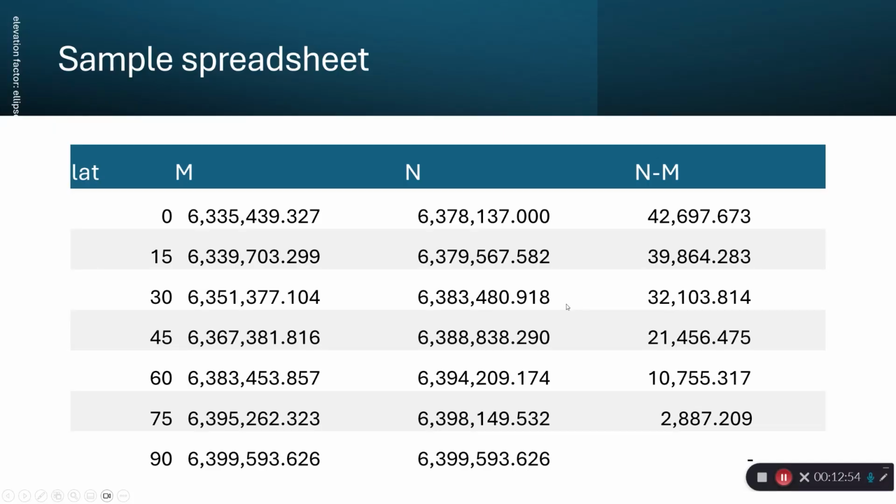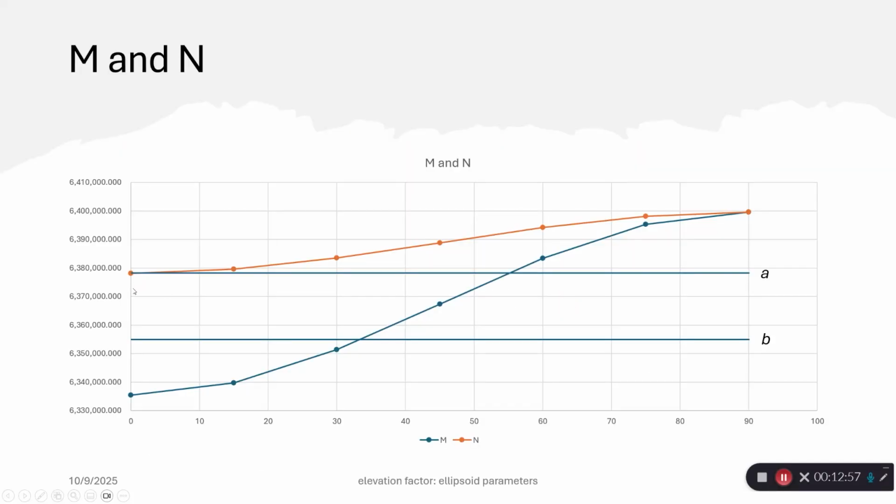Well, tables are fine. Let's look at a plot. The orange line, as we know, is the radius of curvature in the prime vertical, and it starts out at A, and then it increases until it gets to the highest value that it achieves at the poles. The blue line down below is the radius of curvature in the meridian. We know that at the equator it's less than B, and it achieves the value of B here at 33 degrees, something like that. It achieves the value of A at about 55, just coincidentally.